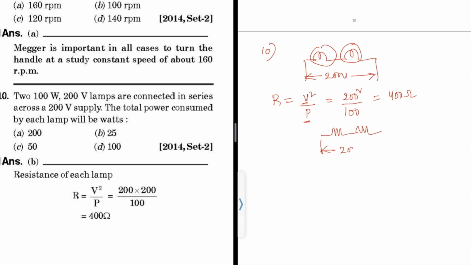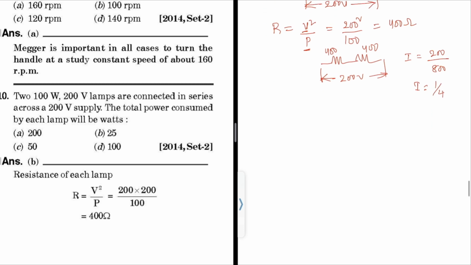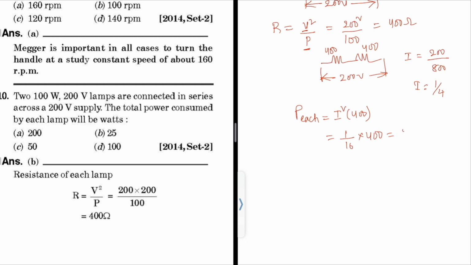So 400 and 400 are across 200 volt. The total current is voltage by 800, so the current is 1 by 4. Power consumed by each lamp equals I square into 400, so 1 by 4 square, 1 by 16, into 400, which is 25 watt. So the answer will be 25 watt.